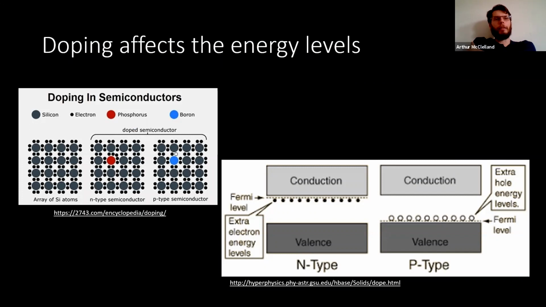If we go back and talk about how doping affects the energy levels. So we had the picture of the dopants in a semiconductor. If we go back to our valence band, conduction band picture, an N-type material will have extra electron energy levels, which are usually inside the band gap. And it pulls that Fermi level out of the valence band. In a P-type, there's an extra level of hole energy levels, and it pulls the Fermi level up.